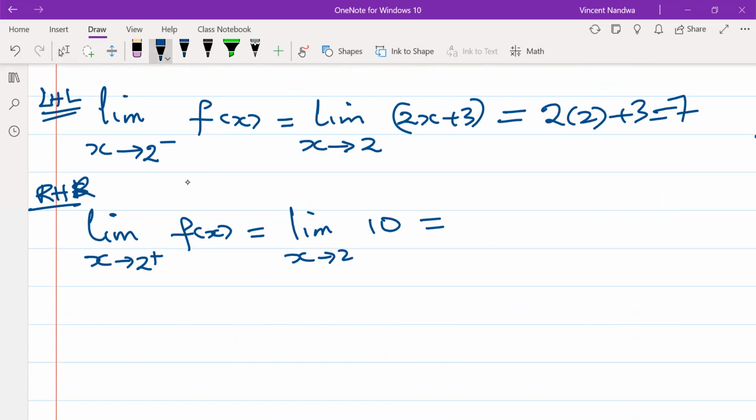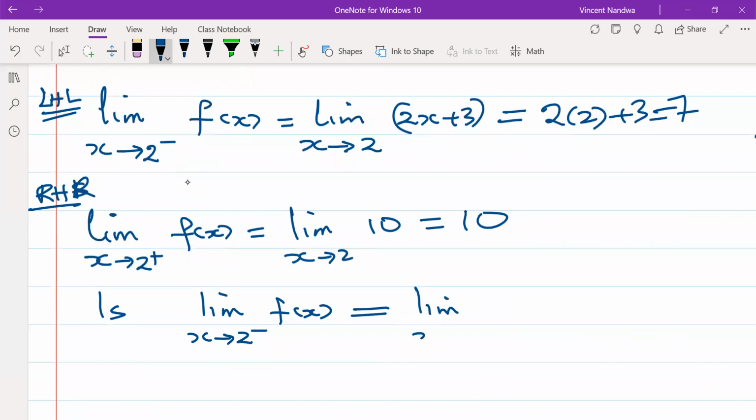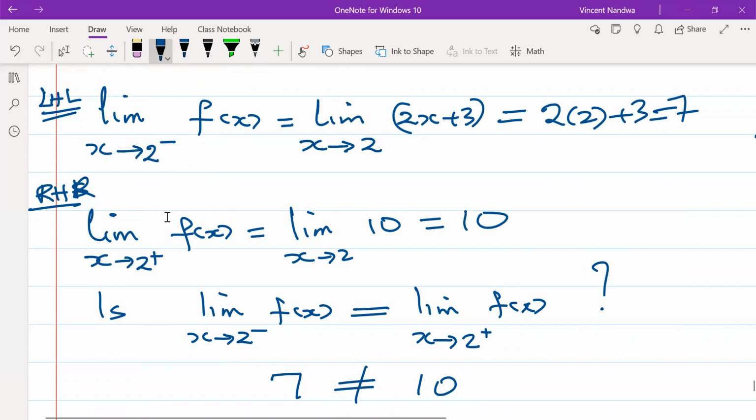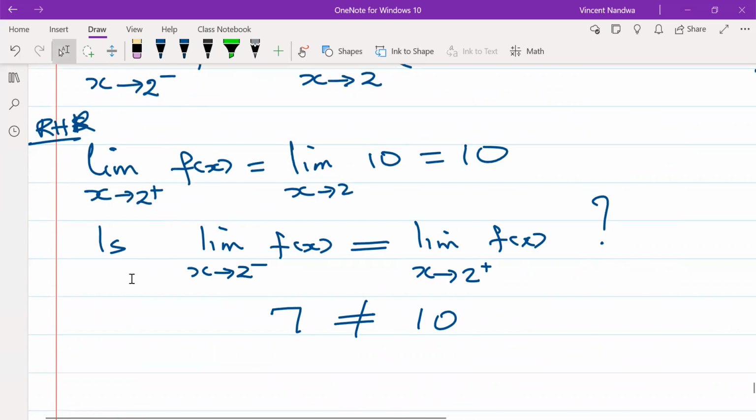10. So is the limit as x approaches 2 from the left of the function equal to the limit as x approaches 2 from the right of f of x? They are not, because you see, here we are getting 7, and on the other side we are getting 10. Okay? So not equal.